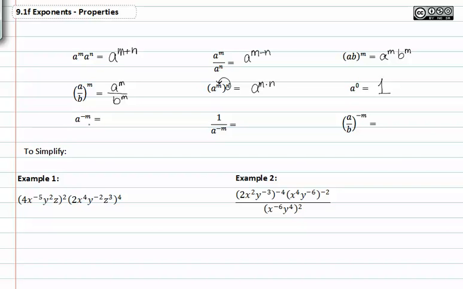When you have a negative exponent and you want it to be positive, you simply shift it across the fraction bar and change the sign of the exponent. In this situation, it's the same idea. You have a negative exponent and you want to make it positive, so you shift it across the fraction bar and change the sign of the exponent.